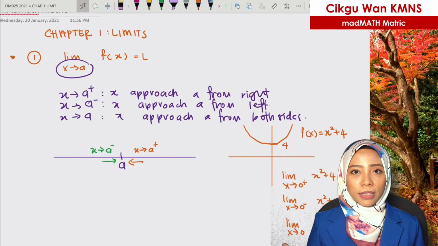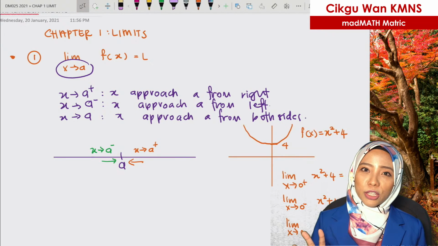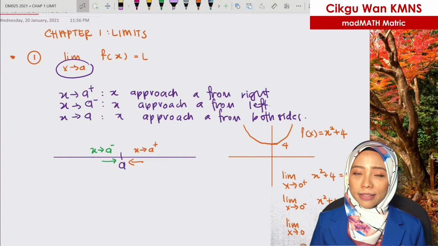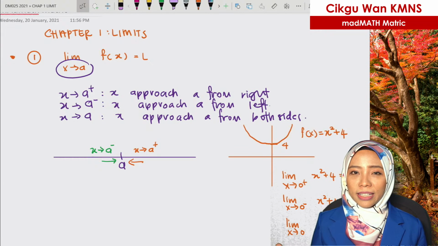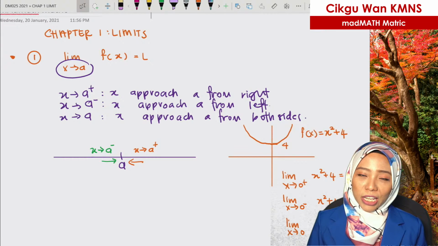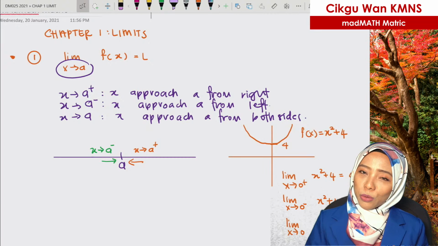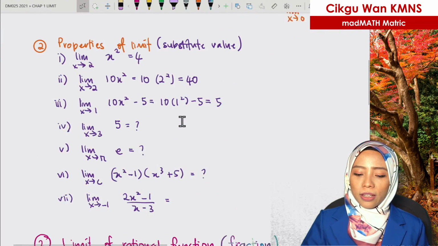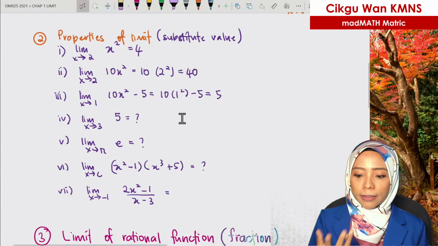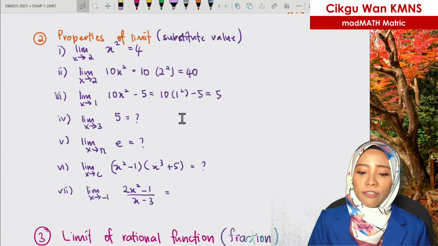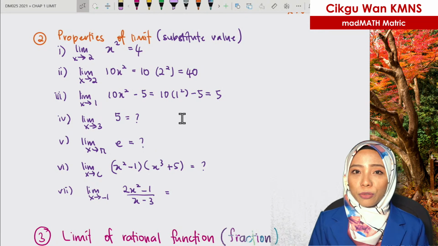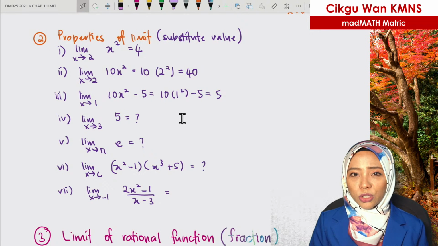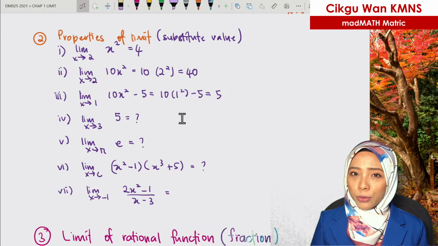Okay, in chapter limits, basically we have 5 major subtopics. The first one, we are looking at the behavior of the limit itself. What does it mean by limit? Limit means approaching a value, not the exact value when you substitute, but approaching. I'll discuss with you further. And then the second part, you have learned the properties of limit. I'm sure some of you have learned this topic because supposedly we have done 5 lectures for this week.